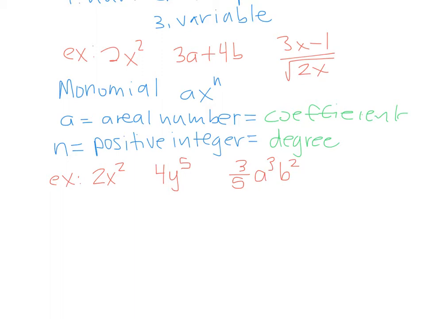Okay, let's look at some non-examples just so we get a sense of what isn't a monomial, what doesn't fit that definition. Let's say we had 2x to the negative 2. We have a negative exponent, so that's not a monomial. Or let's say we've got 3x to the 1/2. Well, that exponent is not an integer, it's a rational number, a fraction, so that is not a monomial.